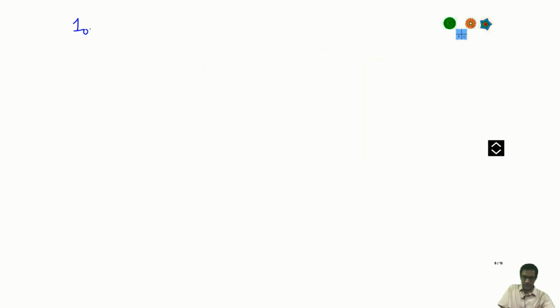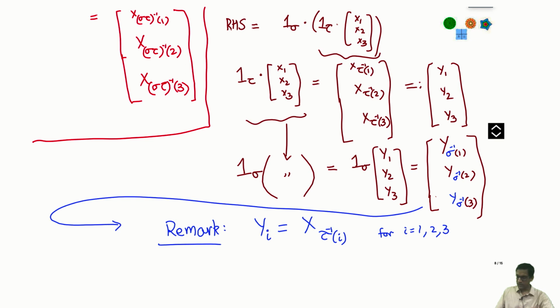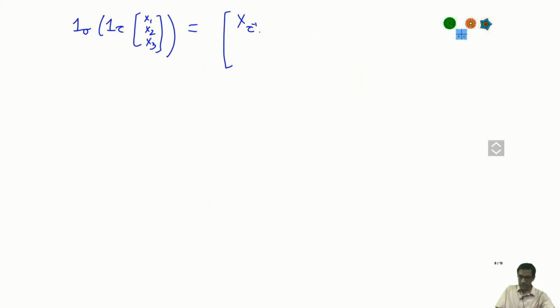So I conclude that if I take 1 sigma and then act it on 1 tau on x1, x2, x3, the answer is, let's go back up, y sub sigma inverse 1, but y sub sigma inverse 1 is x sub tau inverse acting on sigma inverse 1. Same thing, x sub tau inverse acting on sigma inverse 2, and x sub tau inverse acting on sigma inverse 3. Okay, so what does that mean?